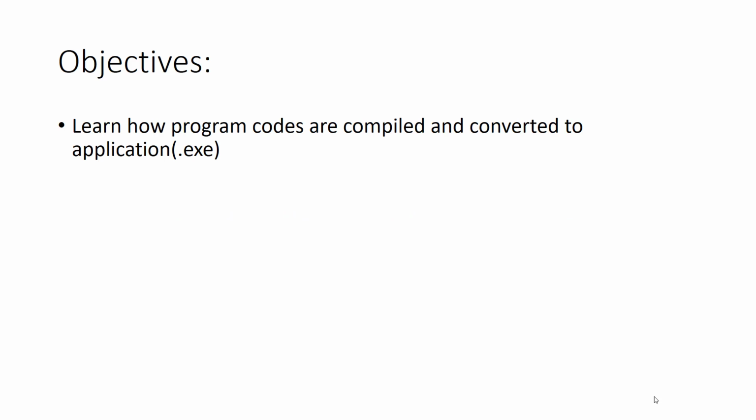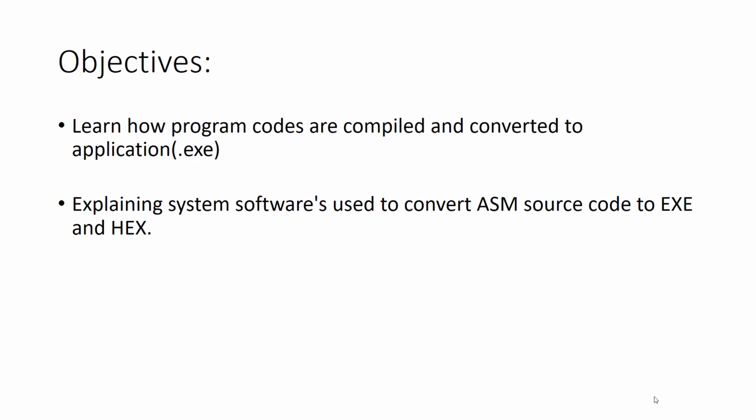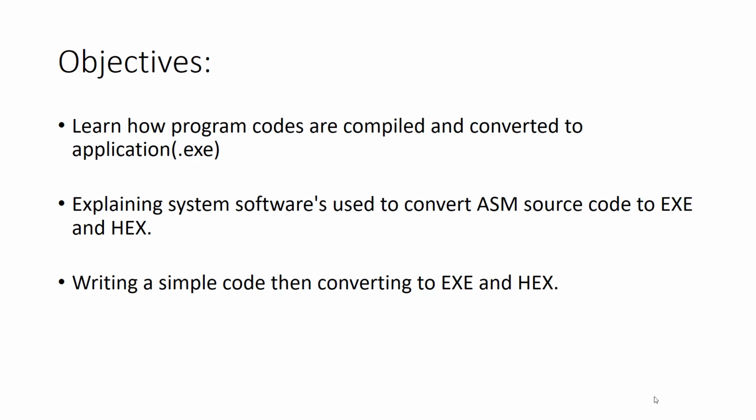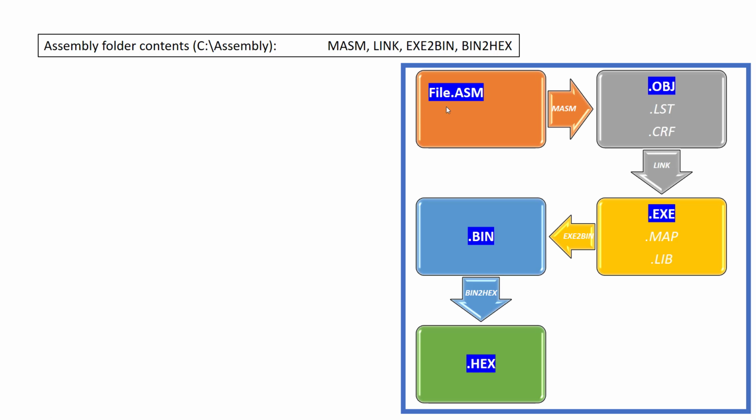Objectives of this lecture: learn how program codes are compiled and converted to applications.exe, explain the system software used to convert ASM source codes to EXE and HEX, write a simple code, then convert it to EXE and HEX. If we look at the assembly folder contents, which we mounted before at local disk C, it contains this system software: MASM, link, EXE to bin, bin to HEX. If we have assembly source code, it will pass through these steps, this sequential process, to an EXE and HEX file.